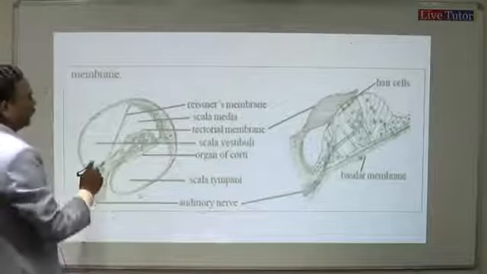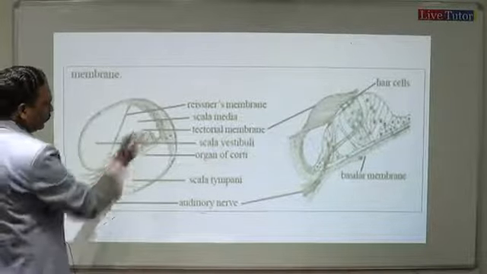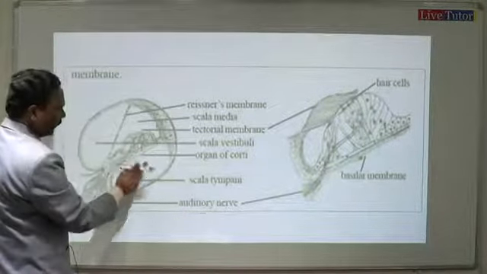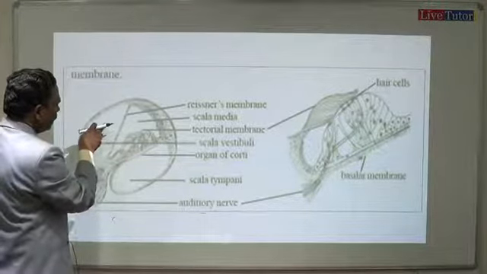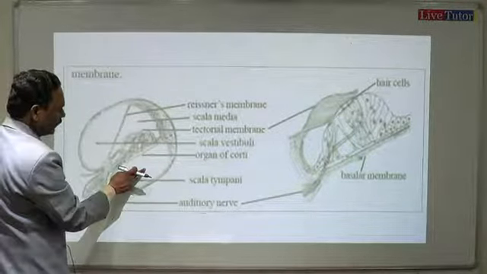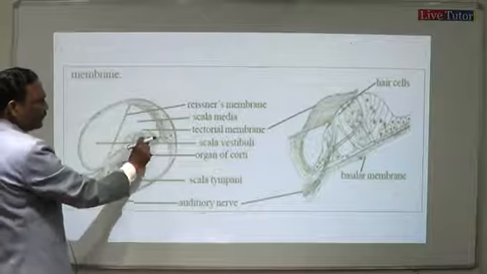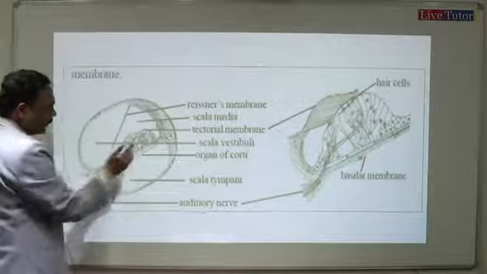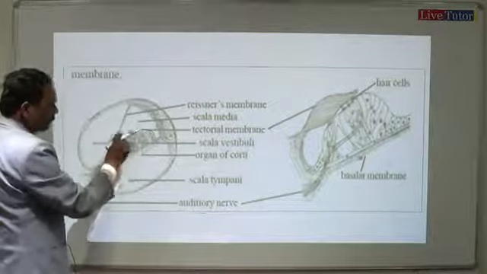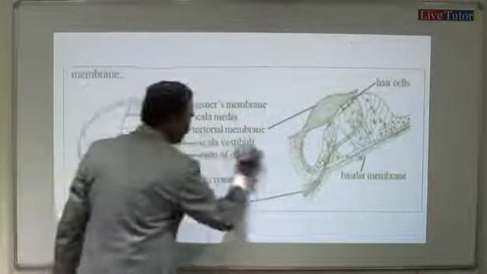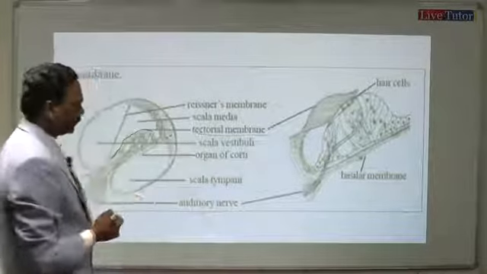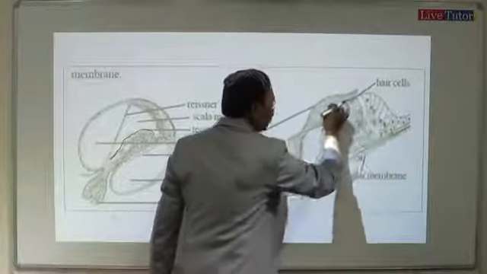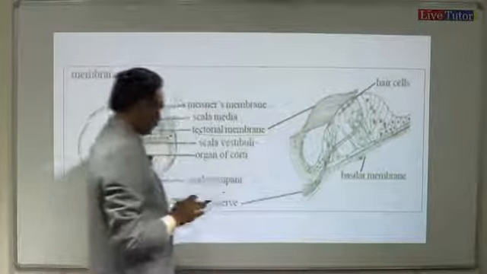See here, this is the cochlea cross section. Now you can see this is the Reissner's membrane. Here the basilar membrane, and this is the scala vestibuli, scala media, scala tympani. The basilar membrane consists of what? A group of sensory cells. The sensory cells are called the organ of Corti. It is embedded by one membrane called the tectorial membrane. See here, the tectorial membrane. This is a sensory hair cell which is embedded with the tectorial membrane.